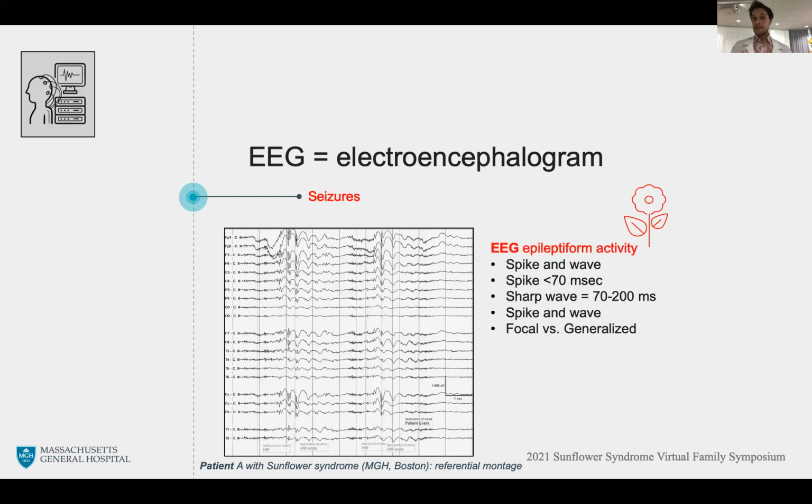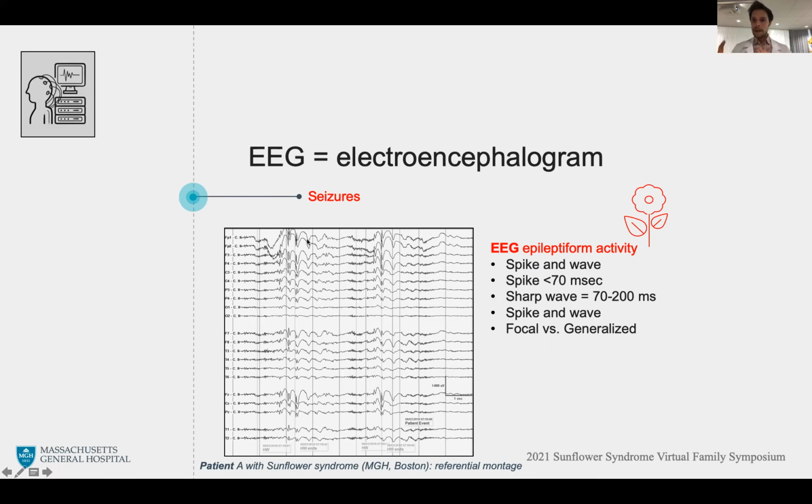If you then go back to seizures or the epileptiform activity, here you can see a patient from our study as well in MGH. What is very important to see the difference with the normal activity is that you have here epileptiform activity as a spike and a wave. Typically, it's not only spiking. You want to see first a spike and then a typical wave. This is very typical for epileptiform activity or seizure activity. In the sunflower patient, you can really see the spike and the wave.